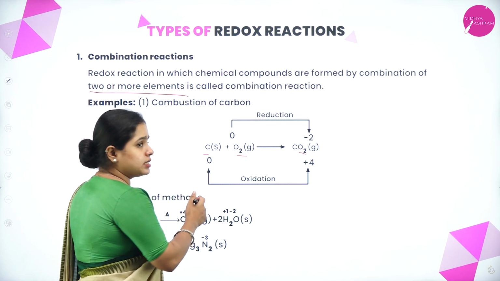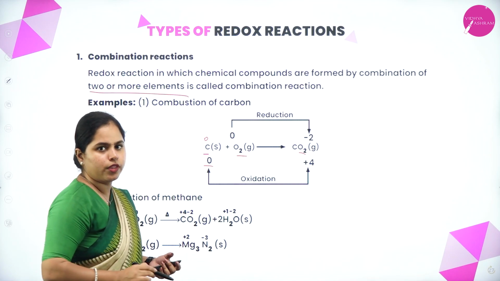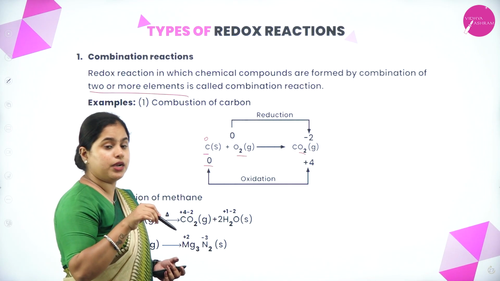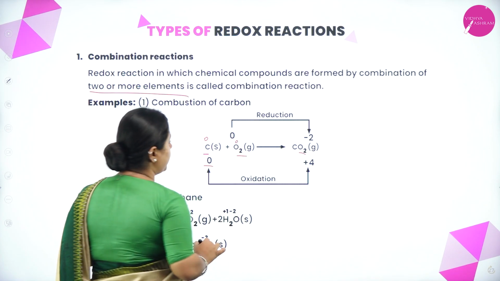In terms of oxidation number, we are going to see. So carbon again, it is in its elementary state. So it will be 0. The oxidation number will be 0. For oxygen, again it is in its elementary state. It is O2, right? It is not combined. So again the oxidation number will be 0.